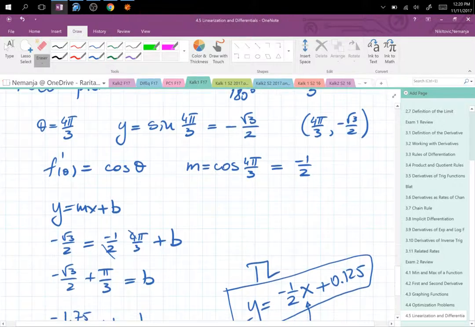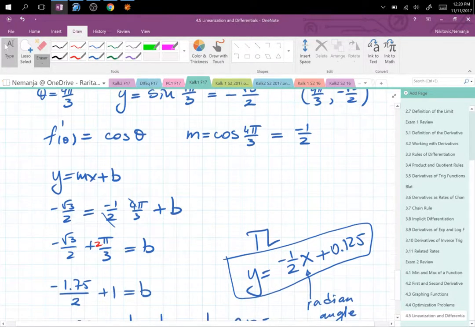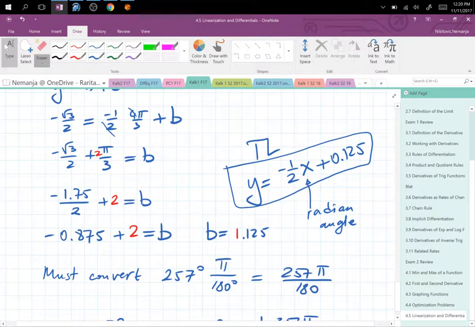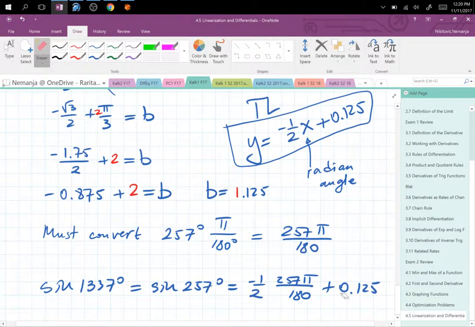Oh, I know where it is. I'm missing a 2. When I cancel the 2 over here, there is a 2 that stays. It's 2 pi. So this over here is now roughly 2, which is a 2 over here, which makes this 1.125, which makes this 1.125.